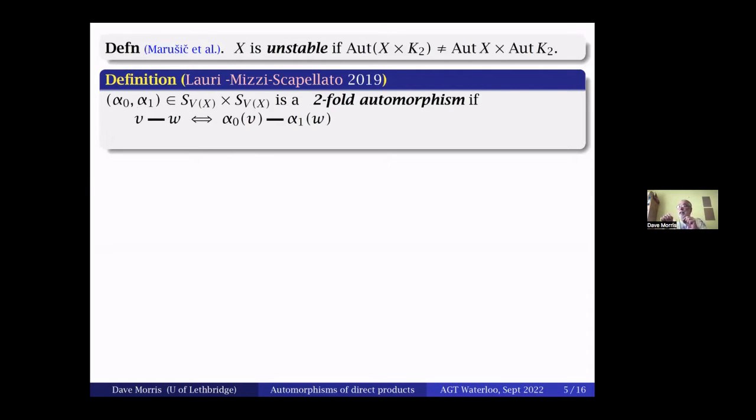So V gets moved by one permutation, W gets moved by some other permutation, and those two together work. Edges go to edges, but we've moved V and W by two different permutations. The obvious twofold automorphisms are just when you take alpha 0 and alpha 1 to be the same automorphism. So one way to get a twofold automorphism is just to take a pair of equal automorphisms. Those are the obvious ones.